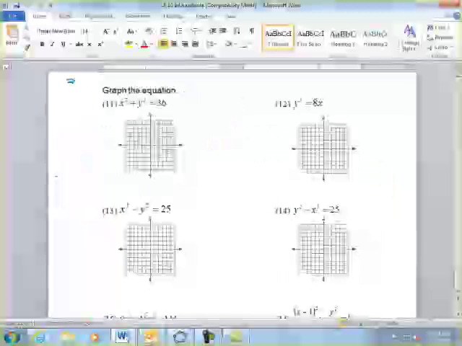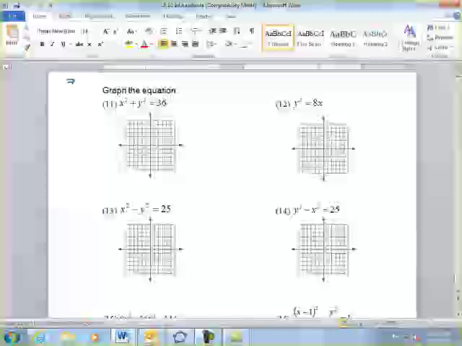You need to determine which type of conic it is. So which type of conic do we have in number 11? A circle. Where's the center of this circle? 0, 0. How can we tell? There's nothing added or subtracted with the x's and the y's. And what is the radius of this circle? 6. The square root of what it's equal to is our radius. So you go 6 in each direction and connect as round as possible.